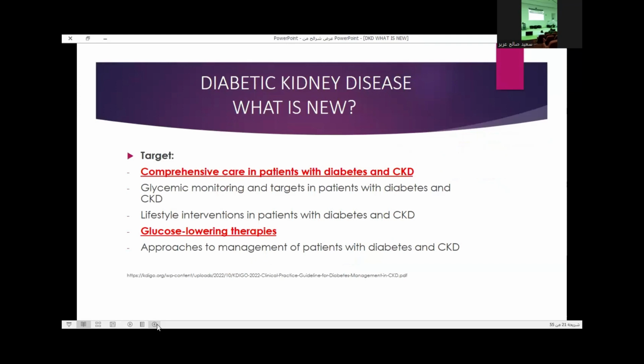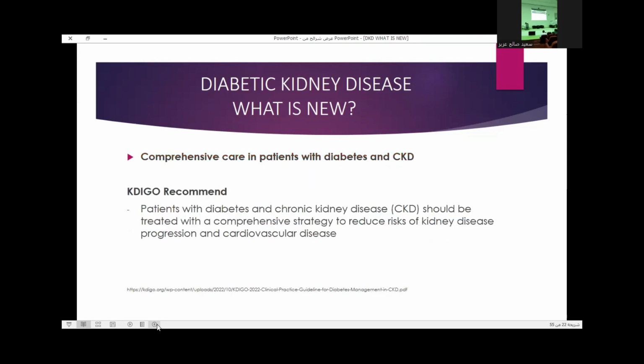So KDIGO have 5 important targets for treatment of diabetic kidney disease, including the comprehensive care in the patient who have diabetes and chronic kidney disease, the glycemic monitoring and targeting in patients who have diabetes and chronic kidney disease, the lifestyle intervention, the glucose lowering therapies, and approach to management for the patient who have diabetes and chronic kidney disease. The recent guideline from 2022 have most of the update related to the comprehensive care and the glucose lowering therapies. So let's start with the comprehensive care.